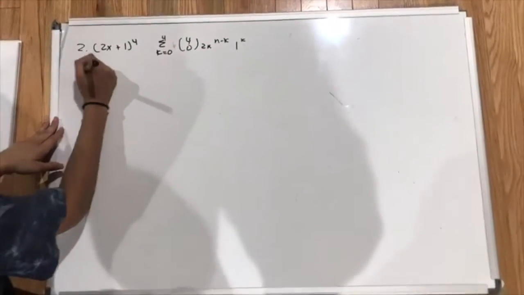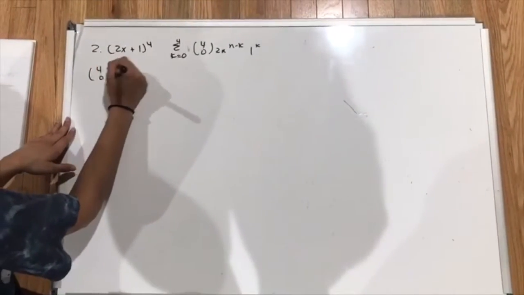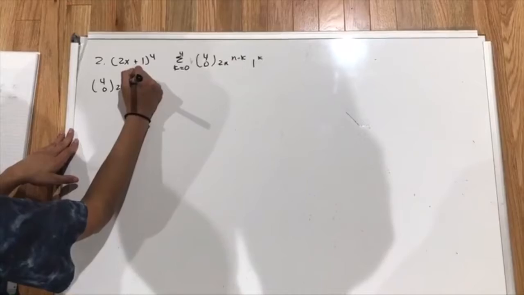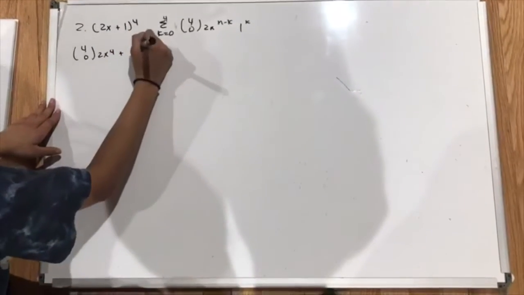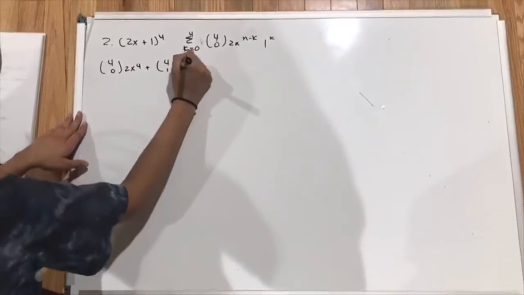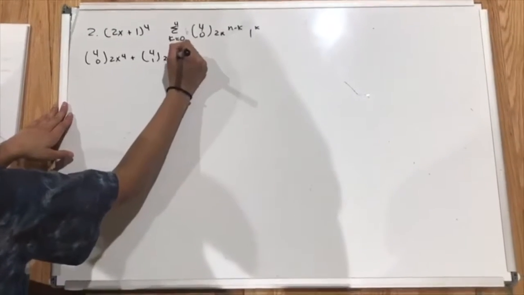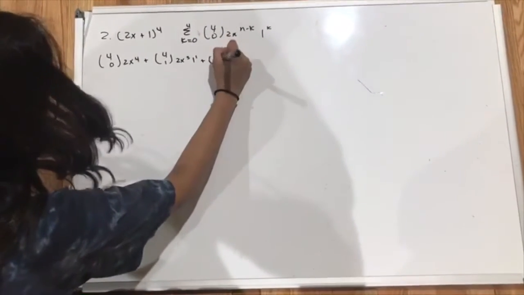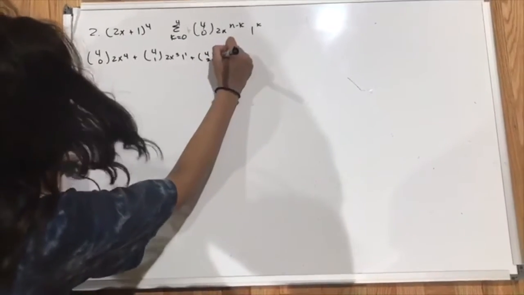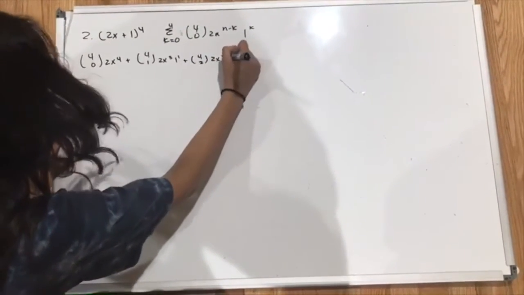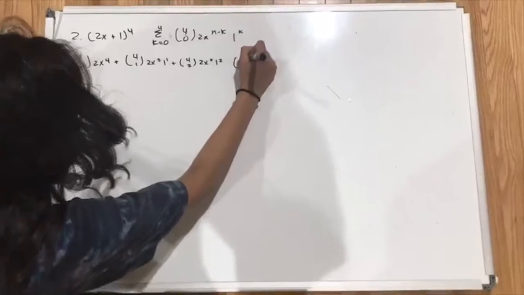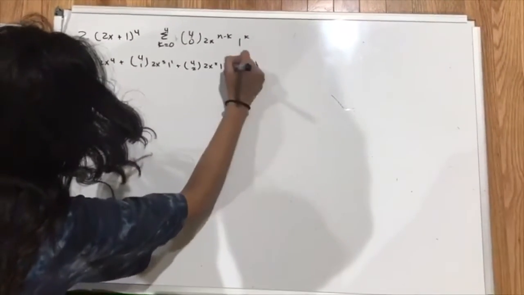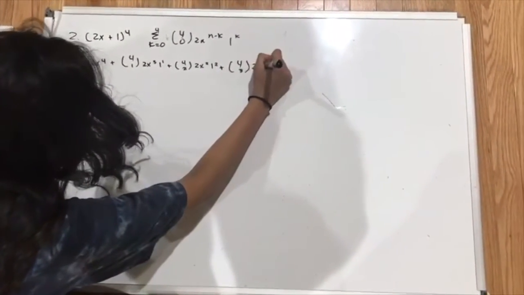Just like the other problem, this equation is equal to the sum from k equals 0 to 4 of 4 choose k times (2x) to the 4 minus k power and 1 to the power of k. Starting with k equals 0, (2x plus 1) raised to the 4th power equals 4 choose 0 times (2x) to the 4th power and 1, because 1 to the power of 0 is 1, plus 4 choose 1 times (2x) to the 3rd power and 1 to the 1st power.